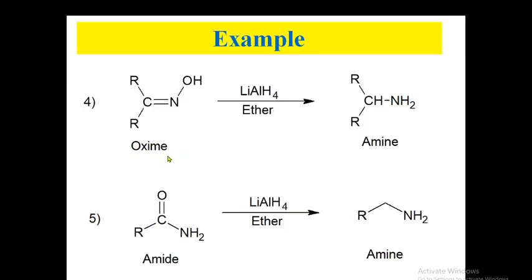If you take oximes, on reduction they give you primary amines here again, and if you take amides, after reduction with a strong reducing agent, that's lithium aluminum hydride, they give you primary amines.